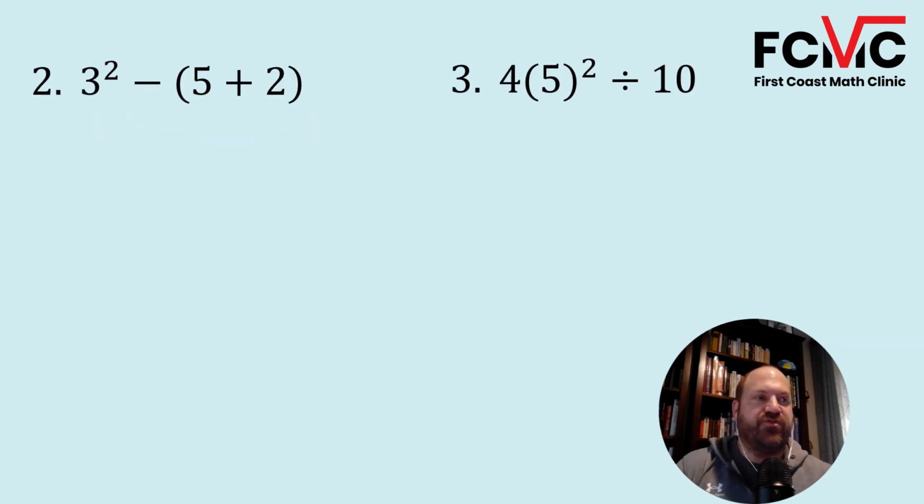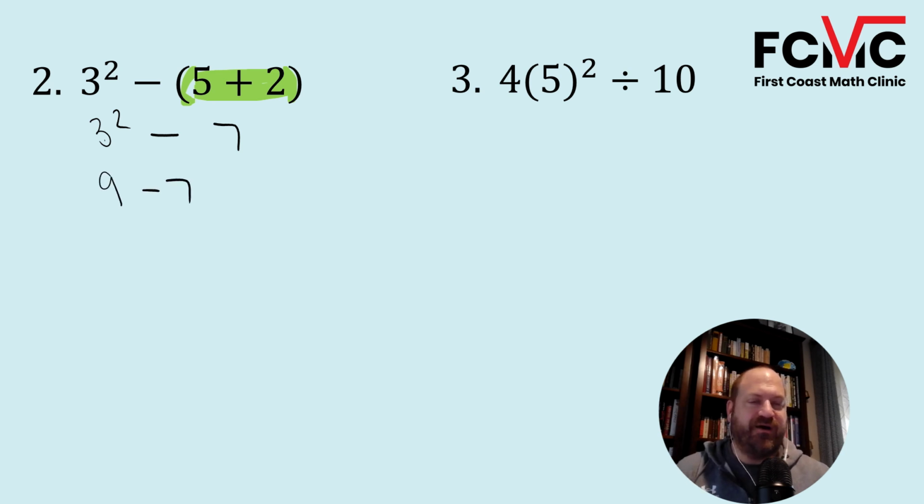For number 2, we've got 3 to the second power minus the quantity 5 plus 2. So 5 plus 2 is in parentheses, and we want to do this operation first because we're subtracting the entire quantity 5 plus 2. 5 plus 2 is 7. Then we'll bring down the 3 squared. So we did parentheses first. Now let's do our exponents. From our previous problem, we know 3 to the second power is 9, minus 7, and 9 minus 7 is going to give us 2.